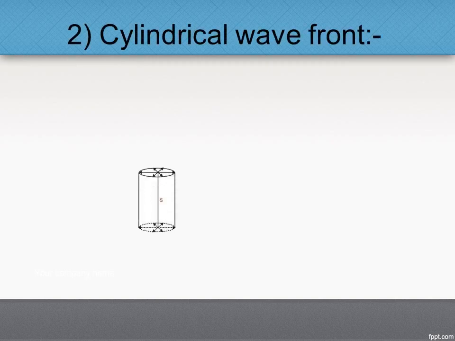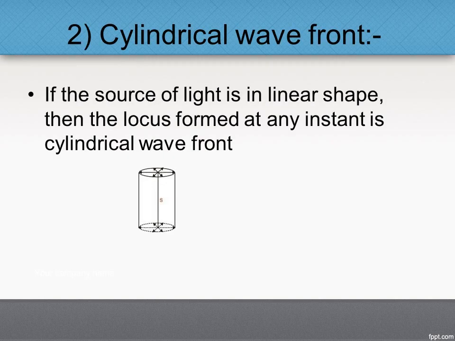Cylindrical wavefront. If the source of light is linear in shape, then the locus formed at any instant is a cylindrical wavefront, as you see in the diagram.